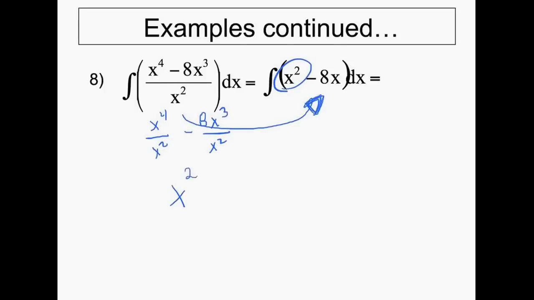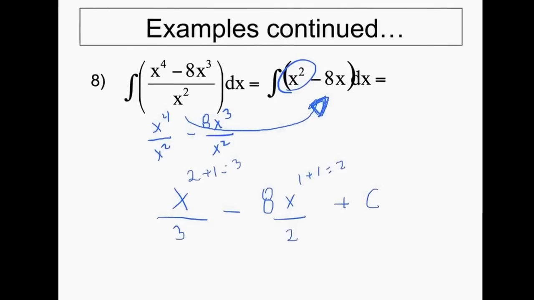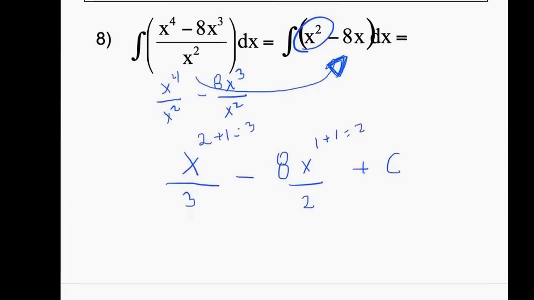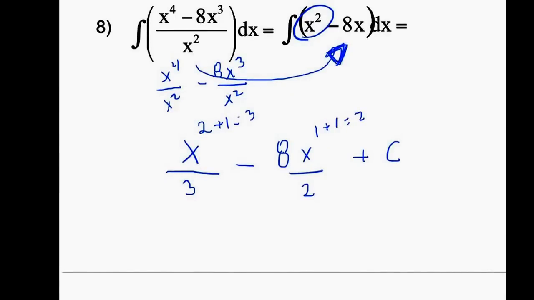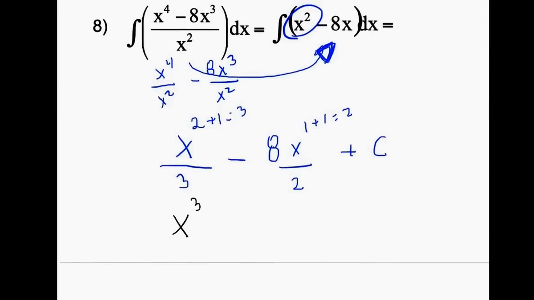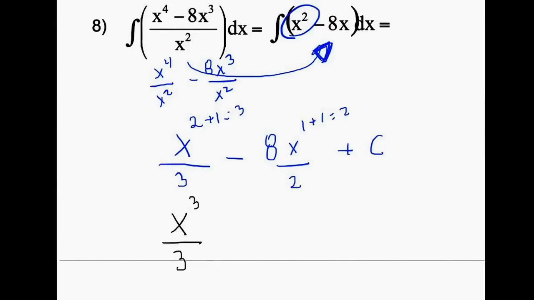So that would be x to the 2 plus 1 power, which is x cubed divided by 3, minus, this is going to be 8x to the 1 plus 1 power, which is 2, divided by 2, plus c. And I can end this nicely just by rewriting a little bit so it becomes a little bit more clean. x cubed over 3 minus 4x squared plus c. And again, just reducing here to get my 4.